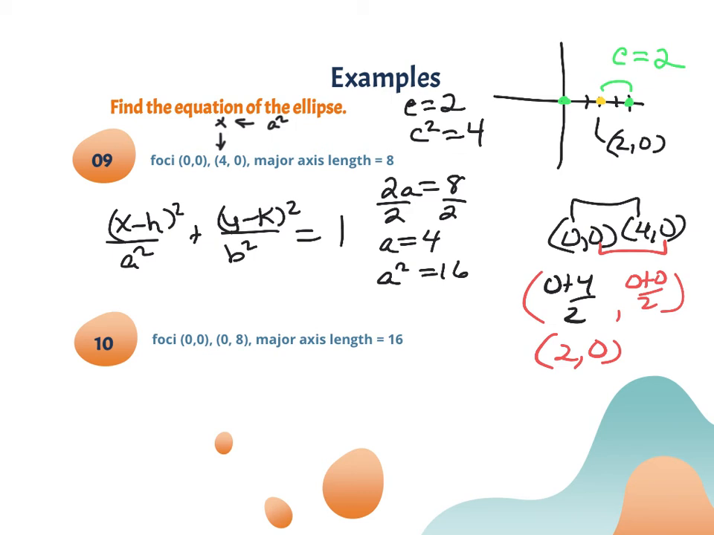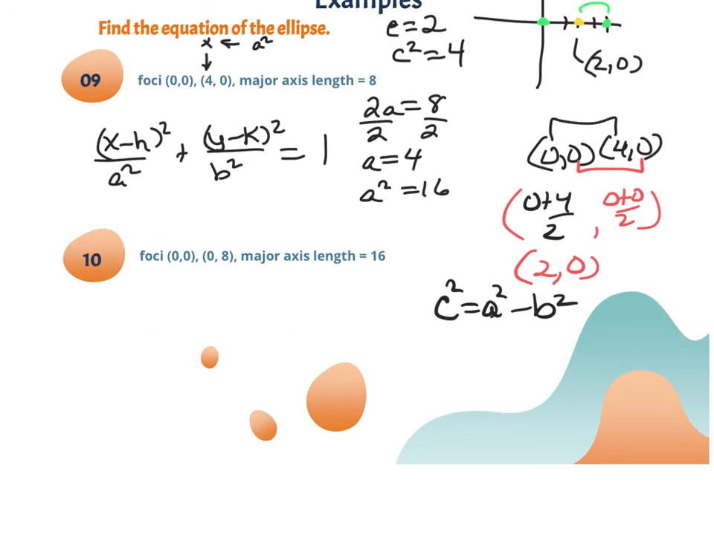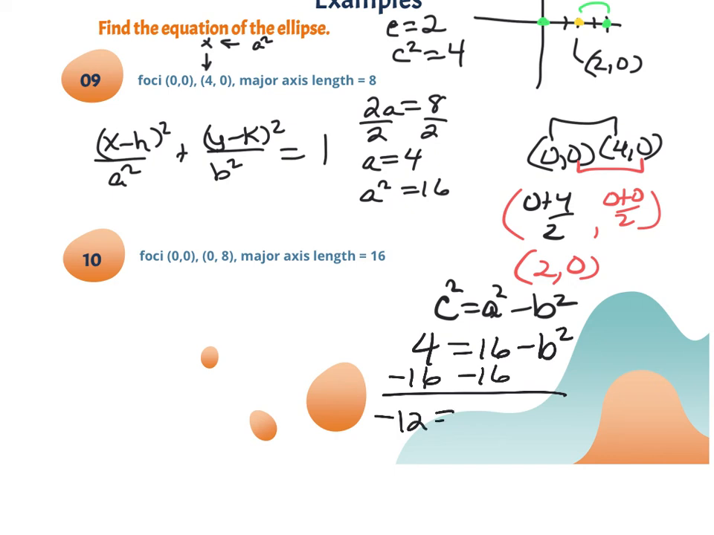I need to find B squared. That's why I had to find C squared, so I can use the formula C squared equals A squared minus B squared. C squared is 4, A squared is 16, and I don't know B squared. I'm going to subtract 16. Negative 12 equals negative B squared. Divide by negative 1, and B squared equals positive 12.